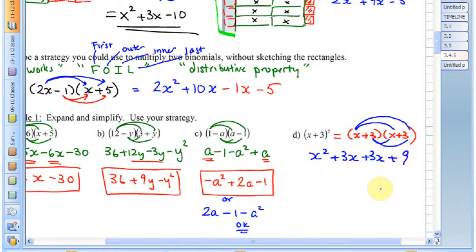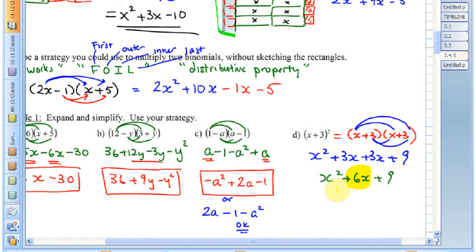So, dear friends, guess what? This simplifies to x squared plus 6x plus 9. Everybody seems to forget this 6x. Okay? Now, to help you remember the 6x, you either do two things, ladies and gentlemen. Whenever you see a square, always write it out as two brackets.